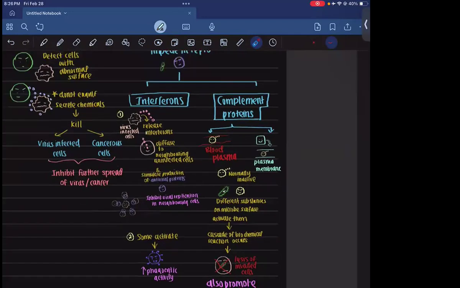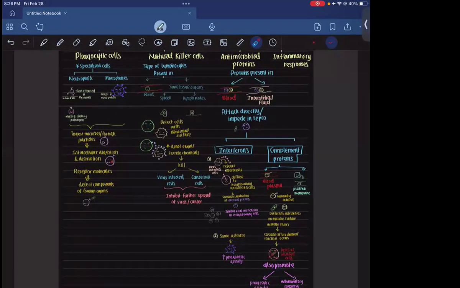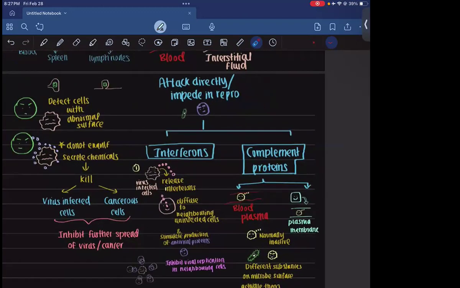So what about antimicrobial proteins? These are proteins. Where are they present? They are present in blood or interstitial fluid. So what can they do? They can either directly attack these pathogens, or they can impede their replication, their reproduction. So what are the two types of antimicrobial proteins? Interferons and complement proteins. So what are these interferons?